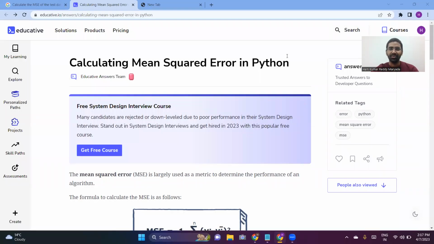Hi everyone. Right now I'm going to discuss calculating mean square error. So, what do you mean by these three words, mean squared error?